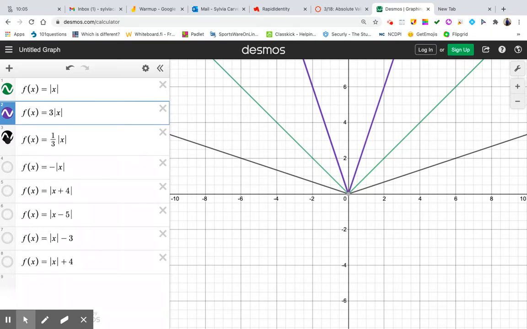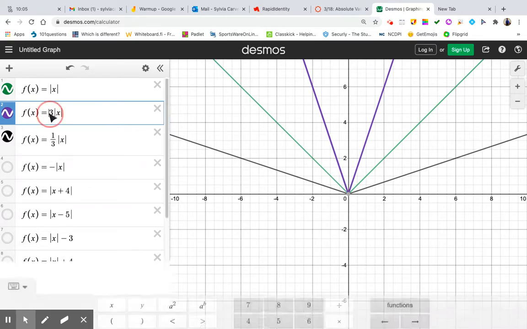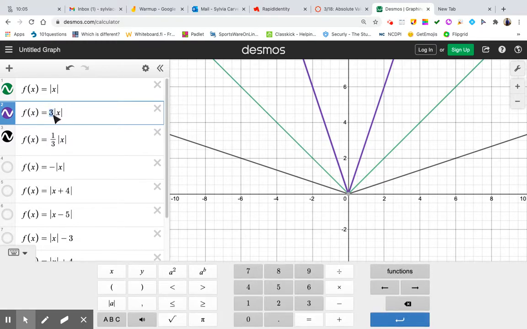So I use the analogy of a rubber band. If you stretch a rubber band, it gets skinnier. So that's the purple. That's why it's a vertical stretch. And then the 1/3 is a vertical shrink because it actually got wider. So if you have a number in the front, if your number in the front is bigger than 1, it's going to be a stretch.